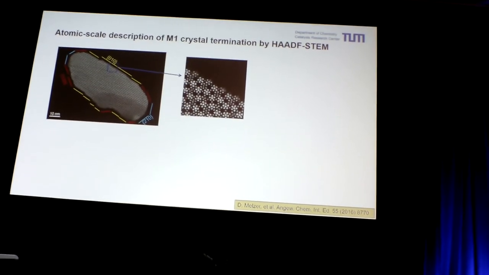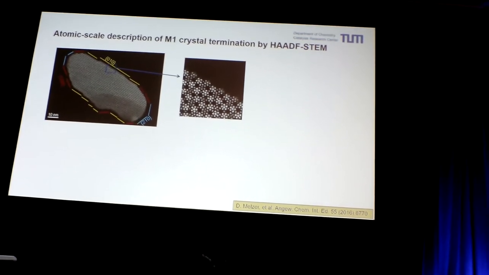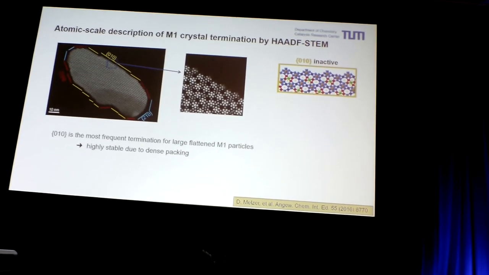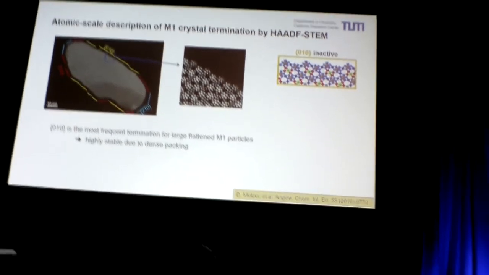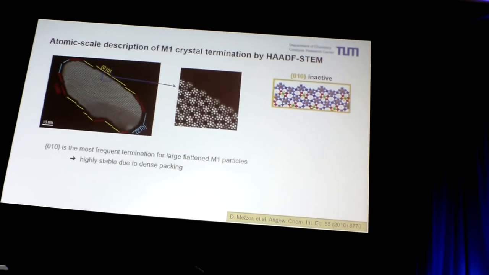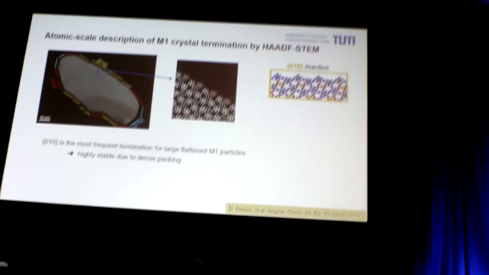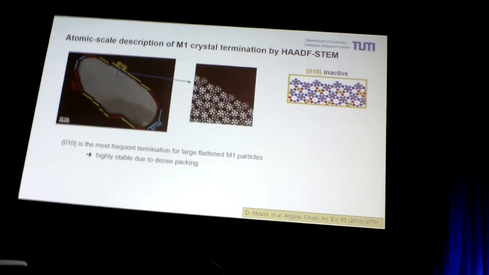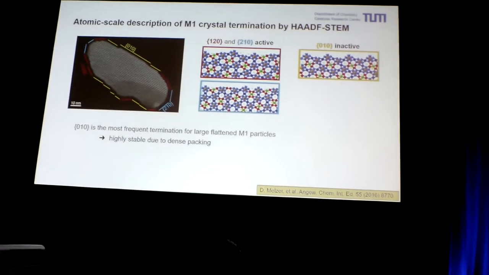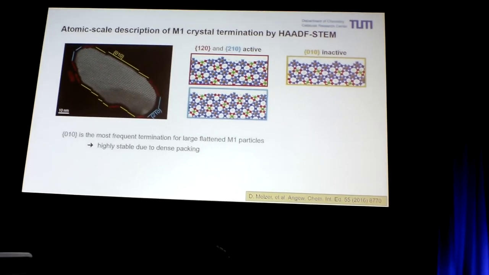If we look closely at this 010 facet, we can see that it's just a zigzag chain of these pentagonal flowers interconnected by one single octahedron. If you remember, these pentagonal channels are not active at all, and if we extend this 010 facet, there is no chance for an active site to be exposed. So we can assume these 010 facets are completely inactive. Luckily, we also have two other facets in the lateral termination, which are 120 and 210.